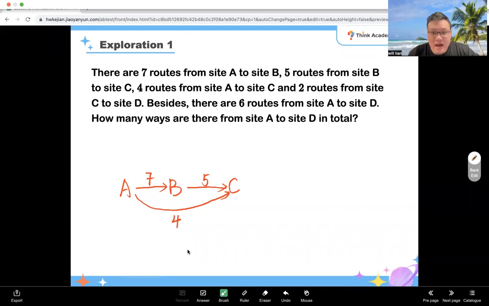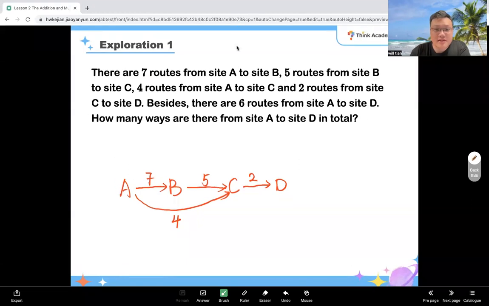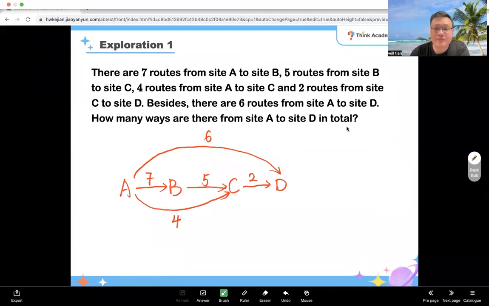And then let's see what do we have. You have 2 roads from set C to D. So from C to D, we get 2 ways to do that. And now what's next? It says besides, there are also 6 roads from A to D. So you can go from A to D directly, and 6 different ways there. Question: how many ways are there from set A to set D in total?